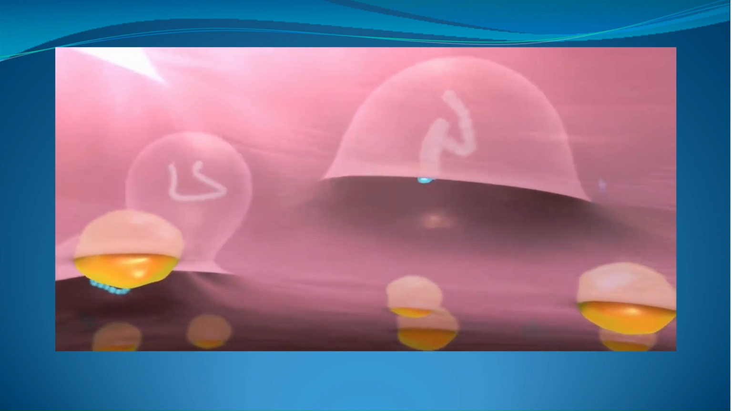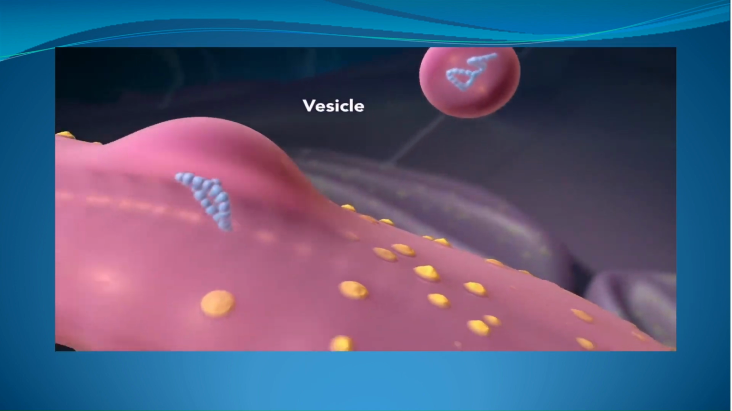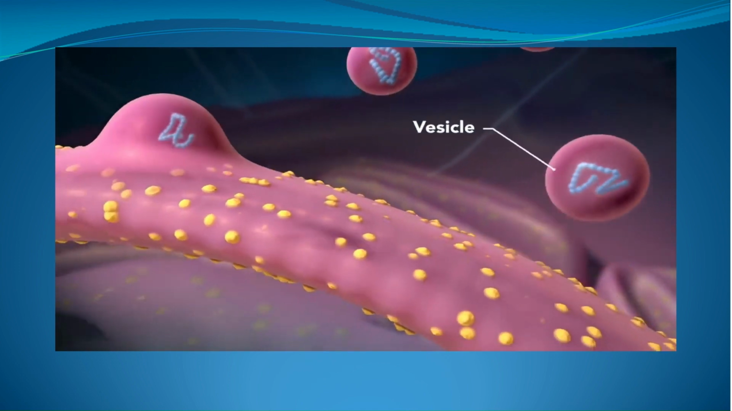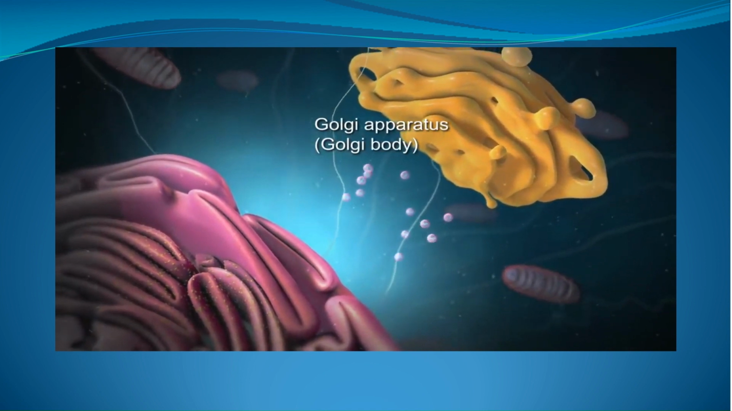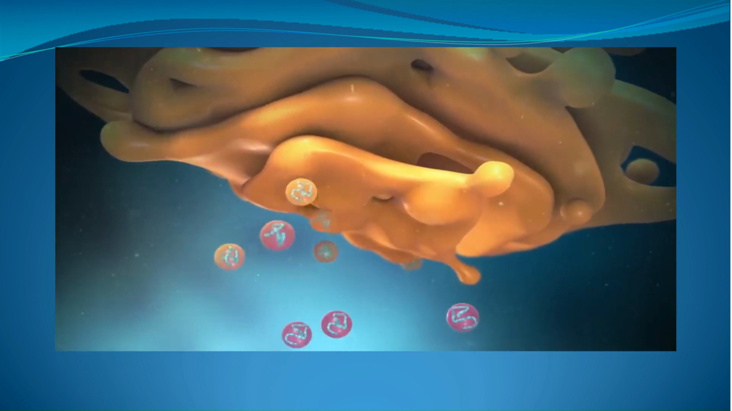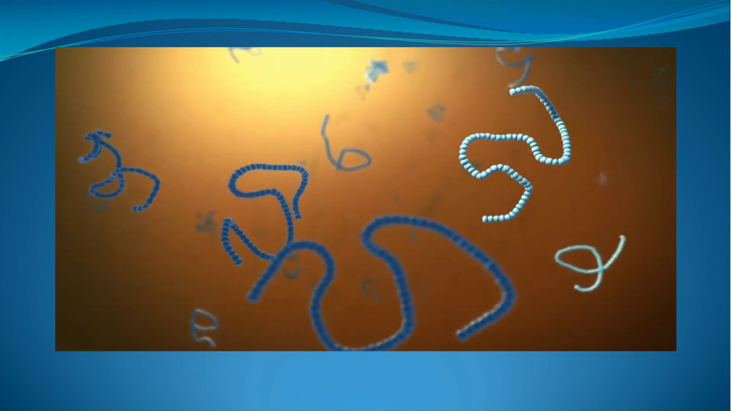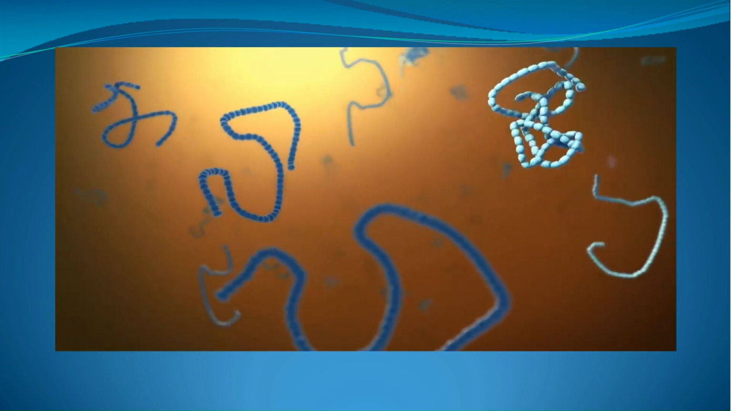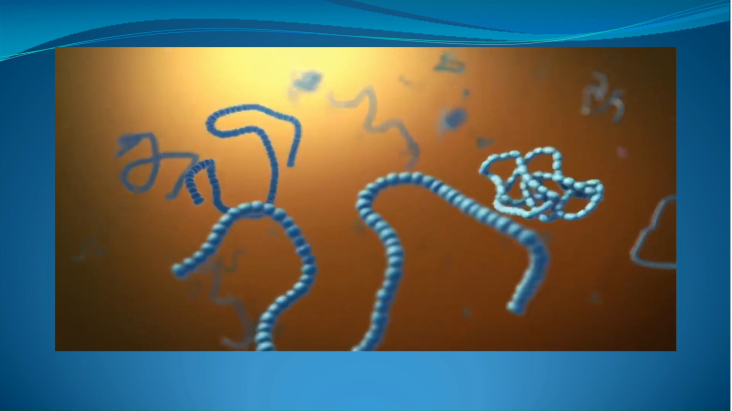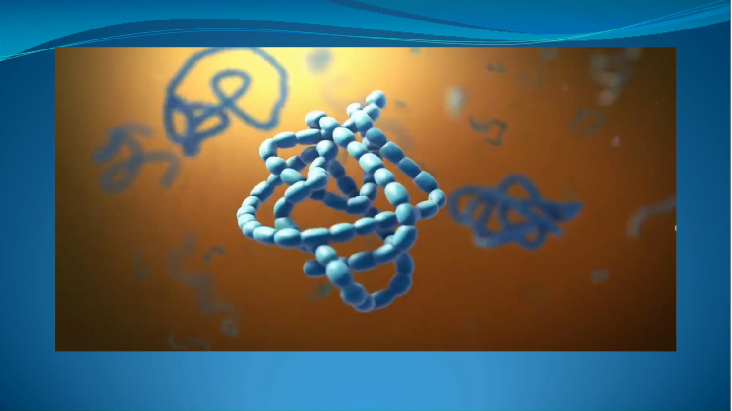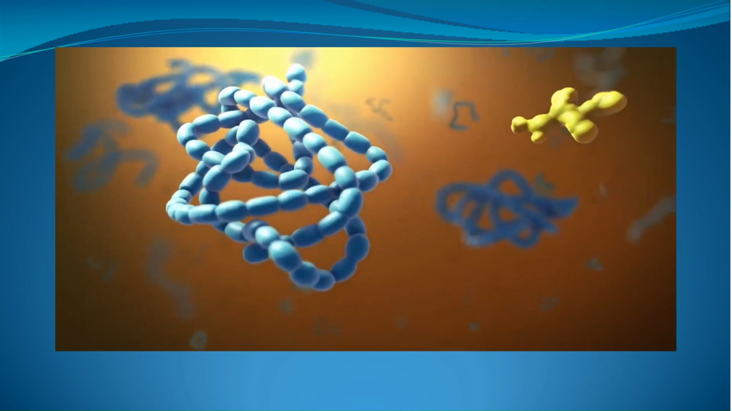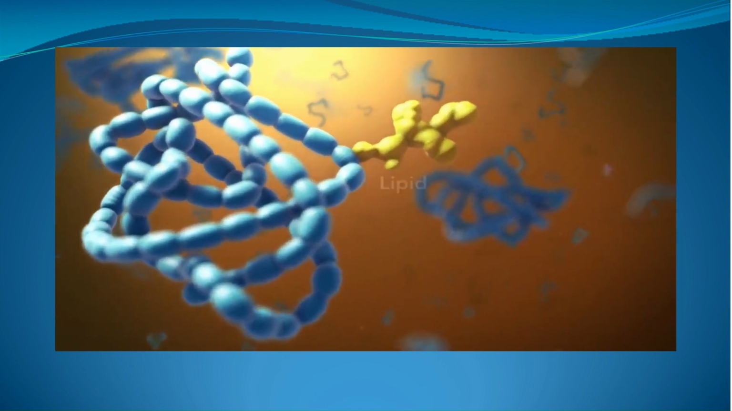Proteins and other materials emerge from the ER in small vesicles, where the Golgi apparatus, sometimes called the Golgi body, receives them. As proteins move through the Golgi body, they are customized into forms that the cells can use. The Golgi body does this by folding the protein into usable shapes or adding other materials onto them, such as lipids or carbohydrates.